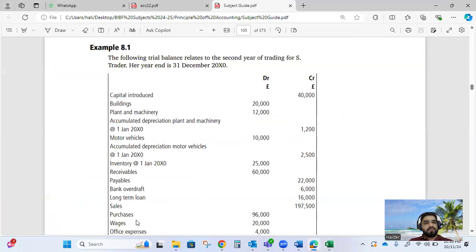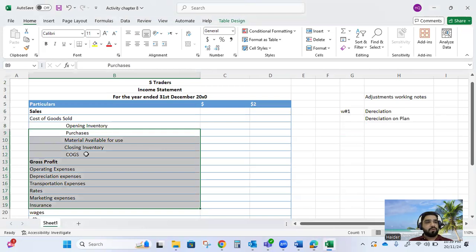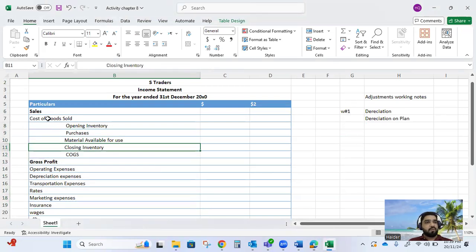Purchases. Purchases is 96,000. So purchases will be used in the formula of cost of goods sold. Basically, the formula of cost of goods sold is opening inventory plus purchases. It becomes material available for use. And then we deduct the closing inventory. We get the cost of goods sold. This formula will be giving us the final answer about the cost of goods sold.